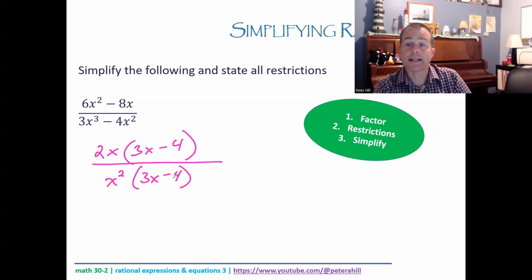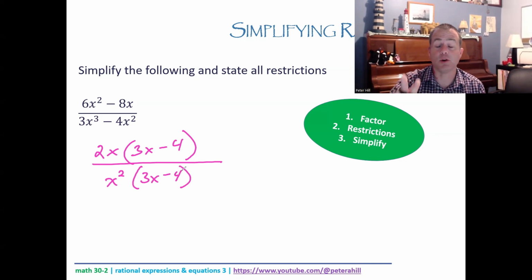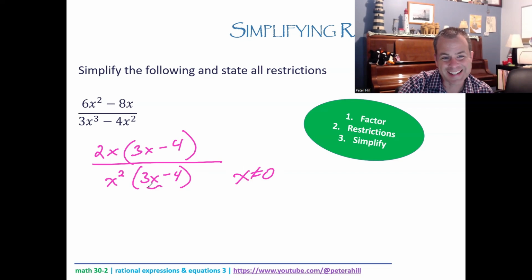Okay, now that makes me super happy because I can see, oh, I've got a 3x minus 4 and a 3x minus 4, and I want to divide those out. Not yet, okay? You want to state your NPVs first. So I know that x can't be 0 because of the x squared. Then I got to think about this guy. Now, if this guy stresses you out, if you can't do this in your head, that's totally okay.